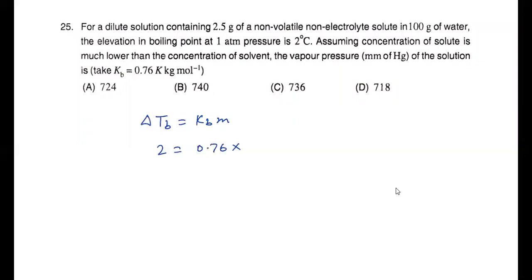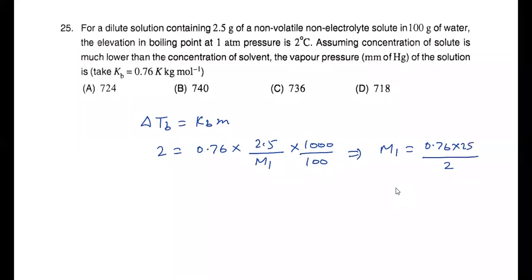Molality you have to calculate. It's given 2.5 gram non-volatile solute. Molecular mass we don't know, so it's M1. This is the moles of solute present in 100 gram of water. So in 1000 it will be multiplied by 1000 divided by 100. From here, first we calculate the molecular mass of the solute. M1 is equal to 0.76 into 2.5 by 2. Sorry, 25 by 2. This is 0.76 into 25 by 2. This is the molecular mass of the solute.